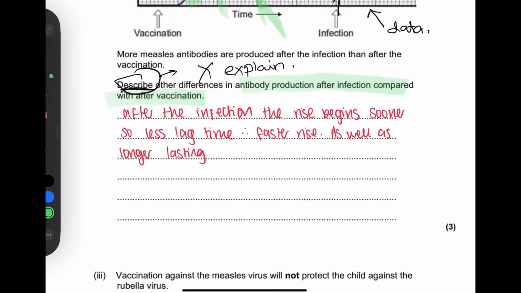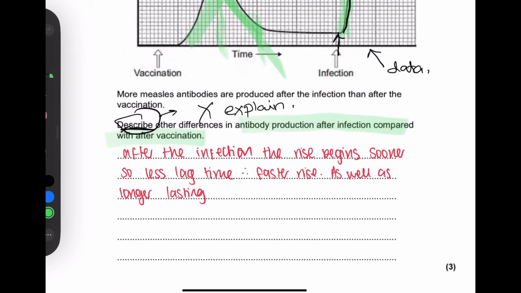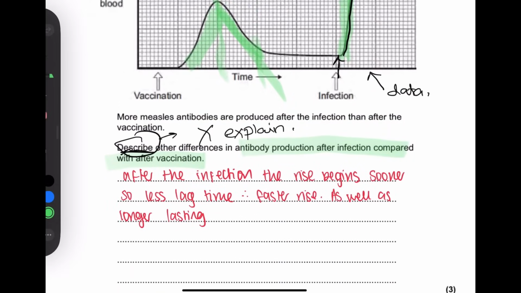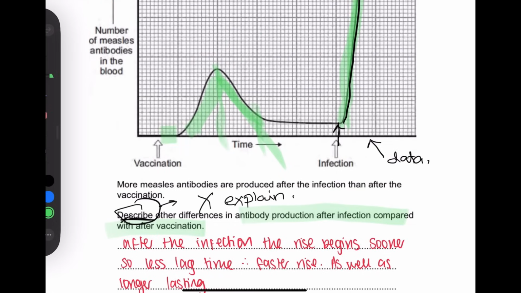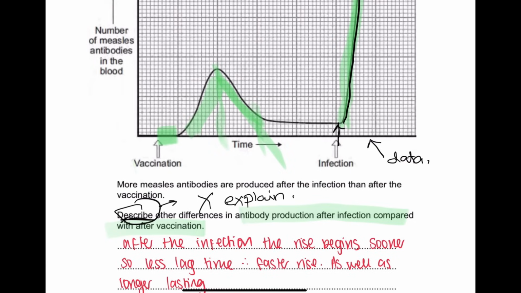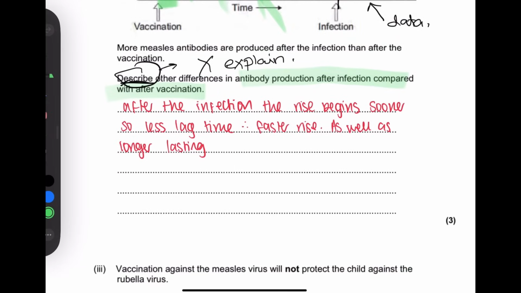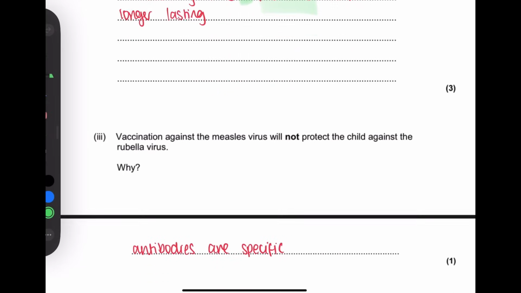So what we can say is that after the infection, the rise begins sooner, so there's less lag time. This part over here, before the antibodies appear, is called the lag time. That's why maybe you got sick but you don't actually feel the symptoms until a day after. So less lag time, a faster rise, as well as longer lasting.